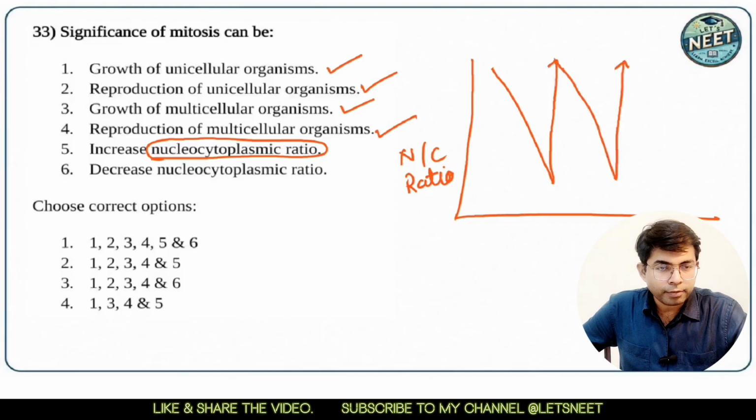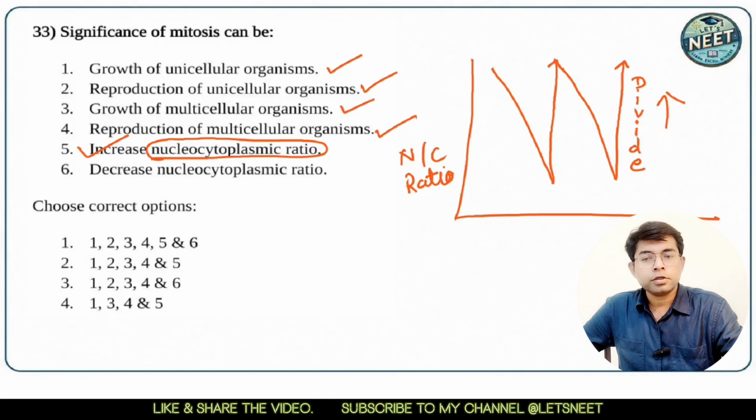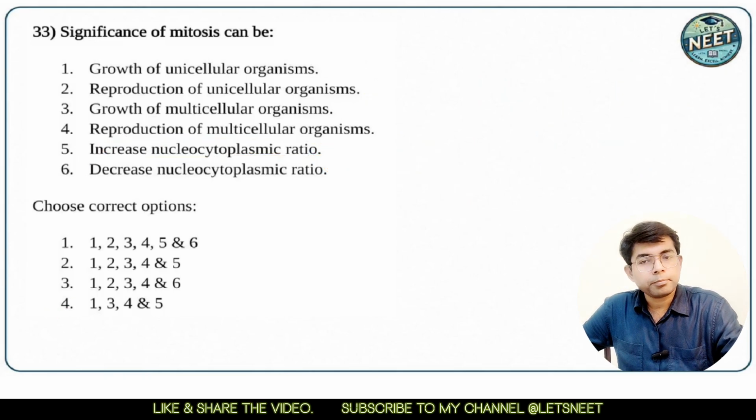So when the cell divides, the nucleocytoplasmic ratio increases. So this one is correct. Decrease in, so no, cell divide. So 1, 2, 3, 4 and 5 are correct, except 6, all are correct. Then mitosis helps in, yes, it helps in cell repair.